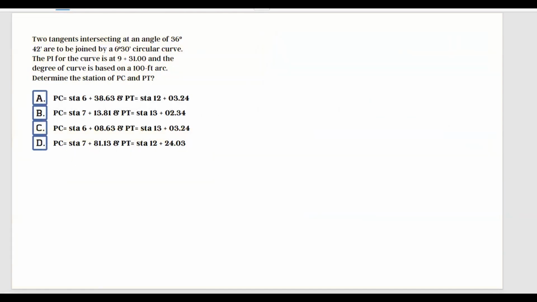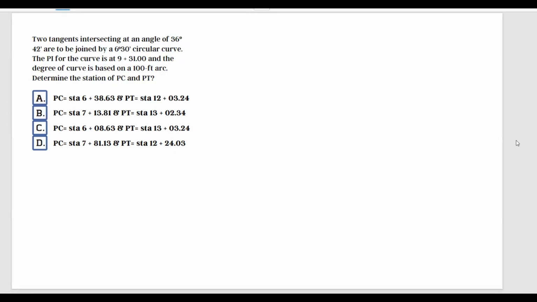Two tangents intersecting at an angle of 36 degrees and 42 minutes are to be joined by a 6 degrees and 30 minutes circular curve. The PI for the curve is at 9 plus 31. It should be station 9 plus 31. And the degree of curve is based on a 100 feet arc. Determine the station of PC and PT.